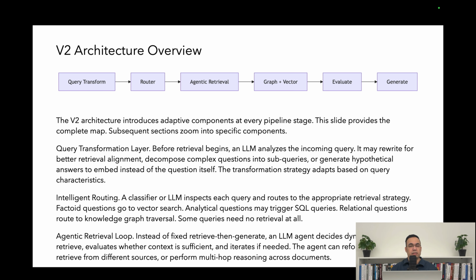The third addition is the agentic retrieval loop. Instead of fixed retrieve-then-generate, an LLM agent actually decides dynamically what to retrieve, evaluates whether context is sufficient, and then iterates if needed.